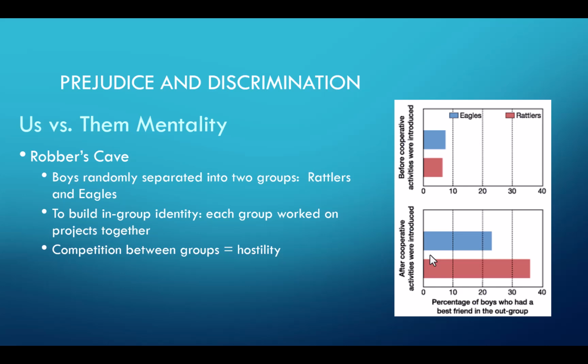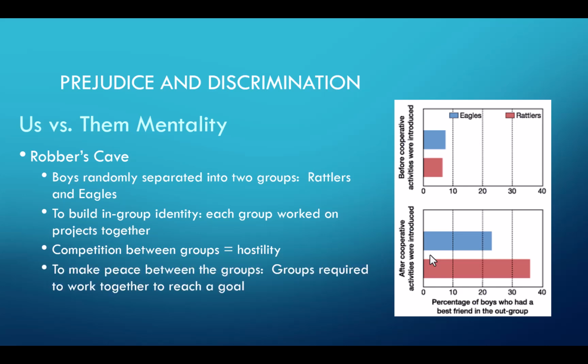Sure enough, building that in-group identity and then having them compete with another group fostered hostility. And it didn't just cause the hostility when the groups were competing. This happened even when they were watching TV, when they were eating. In an attempt to undo this hostility and bring peace, he created a situation where the boys had to work together to reach a common goal.